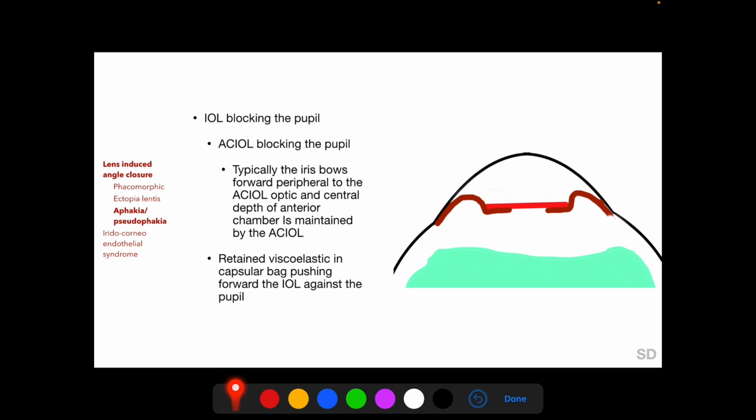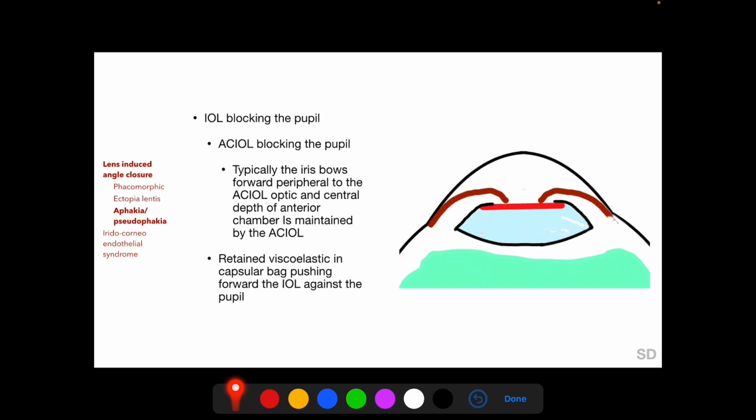anterior chamber IOL as shown here in this diagram, particularly when a peripheral iridotomy is not done or is not patent. And in this situation, typically the iris bows forward peripheral to the anterior chamber IOL optic, and the depth of the central portion of the anterior chamber is maintained by the AC IOL.